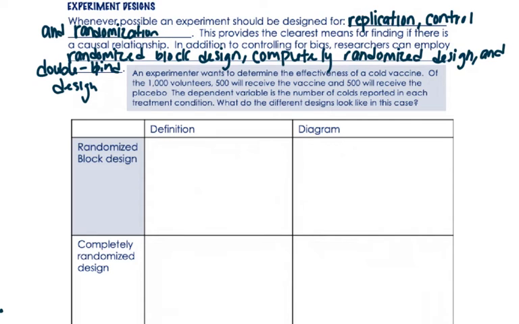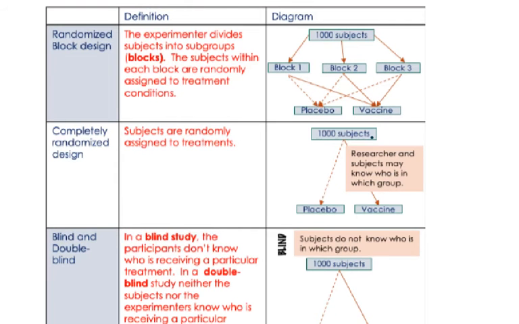So, based off of that experiment alone, let's look at the definitions from these 3 different experiment designs, and we'll look at a diagram, so if you're more of a visual person, maybe it makes more sense. Alright, so in a randomized block design, the experimenter divides subjects into subgroups, or blocks, and the subjects within these blocks are randomly assigned to treatment conditions. So here you have your 1,000 subjects, and then you have these different blocks, and then they have the different treatments. So that's your visual for that. I think it kind of helps.